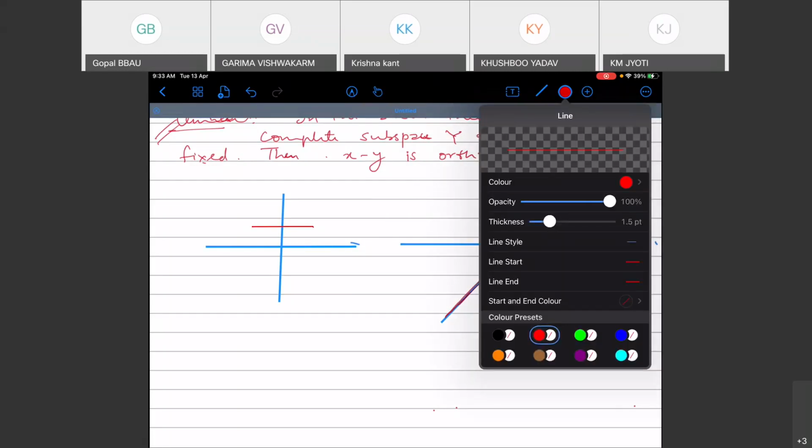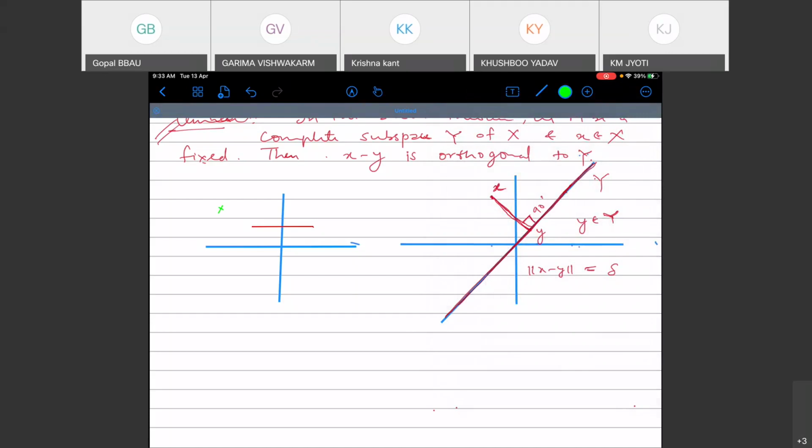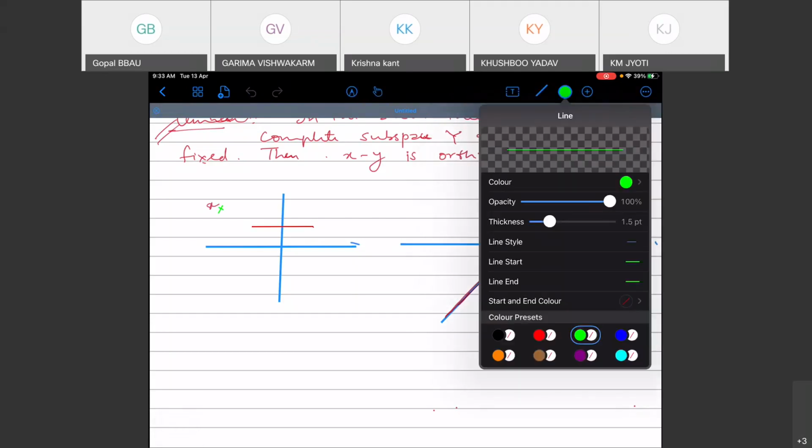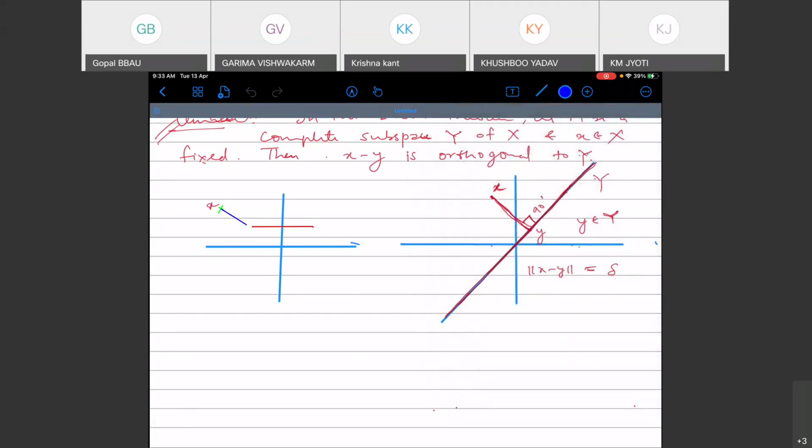Okay, so this is not a subspace, this is a set. Now take a point somewhere here. So this is your point x. What will be its distance from this set? It will be the length of this vector, correct? And you know this vector is not perpendicular to this set. Okay, let's prove this theorem.